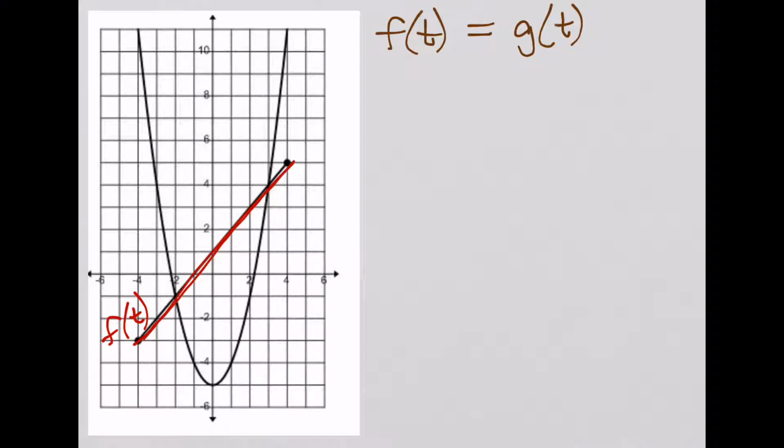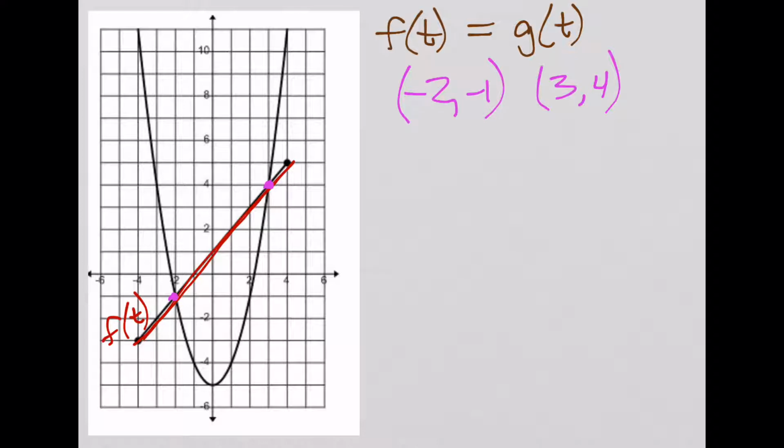Well, they are equal where they're intersecting. So basically, all you have to do for this is to name the 2 points where they're equal. So -2, -1, and also 3, 4. Those are the 2 places where these 2 functions are equal.